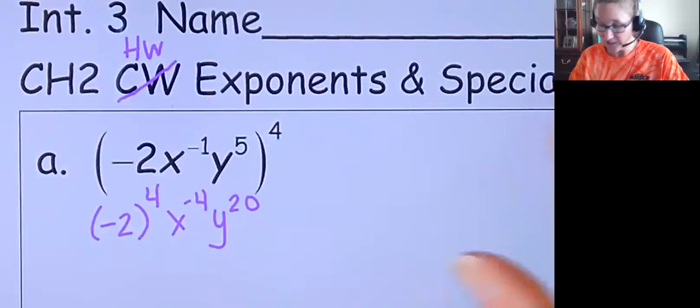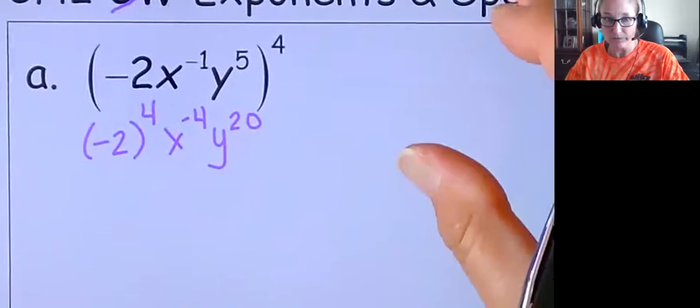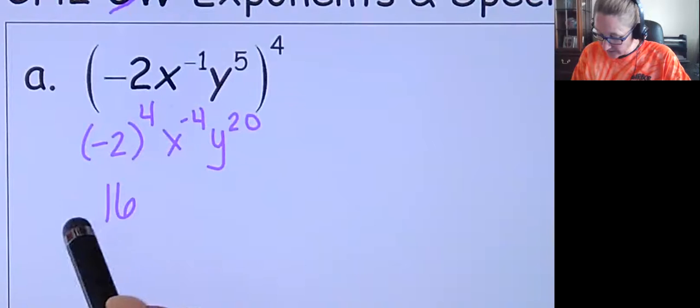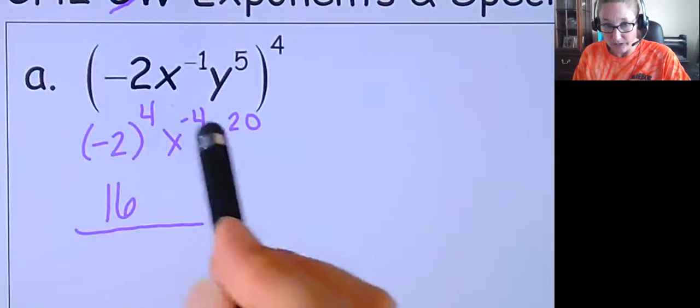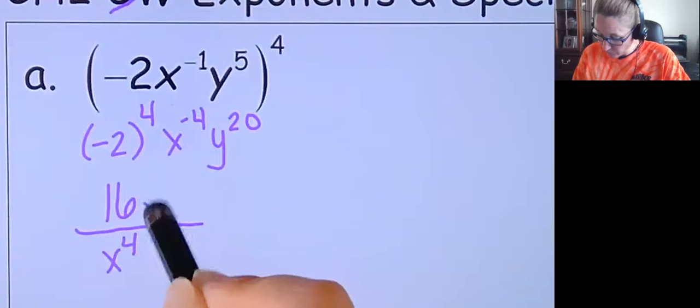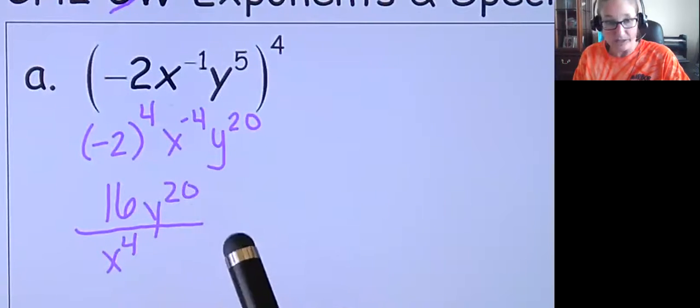So we're going to clean this up. Let me just move this up. So -2 to the 4th is 16. The x to the -4th, I don't like a negative exponent, so that's going to come down here, x to the 4th, y to the 20th, and that's your answer.